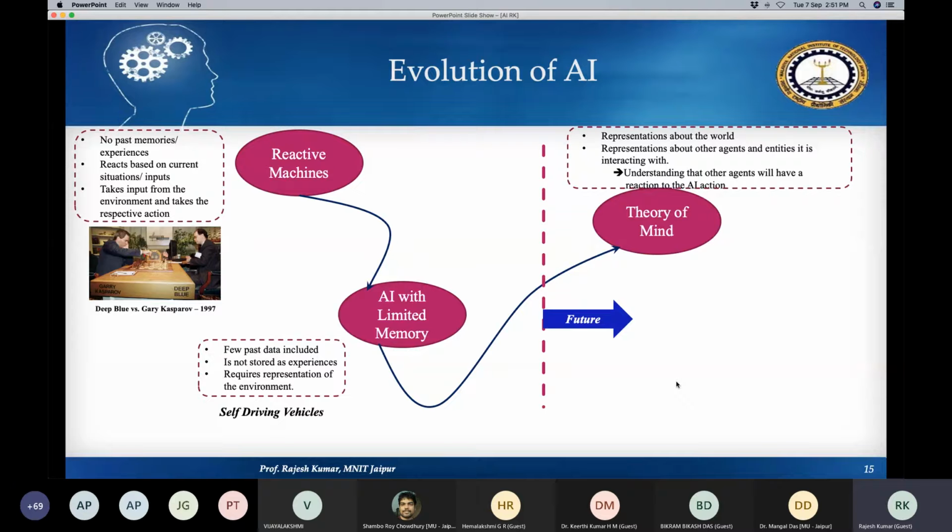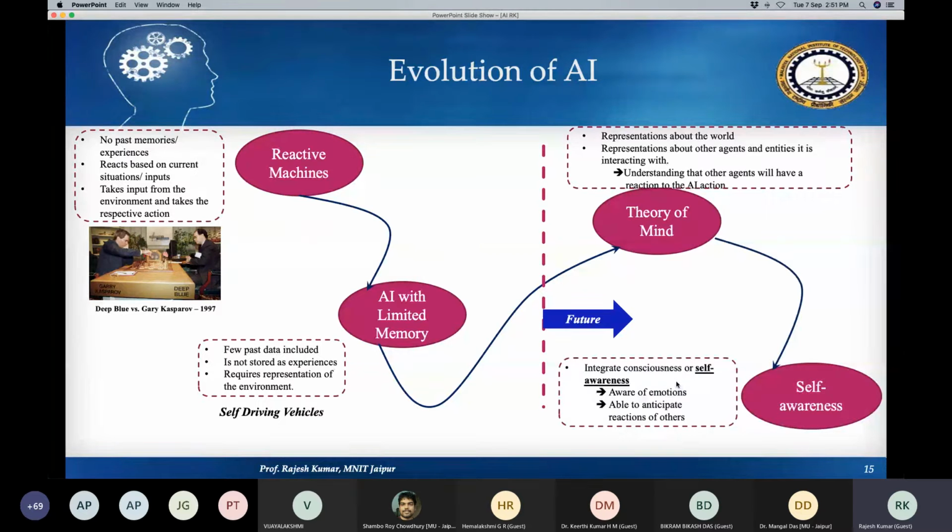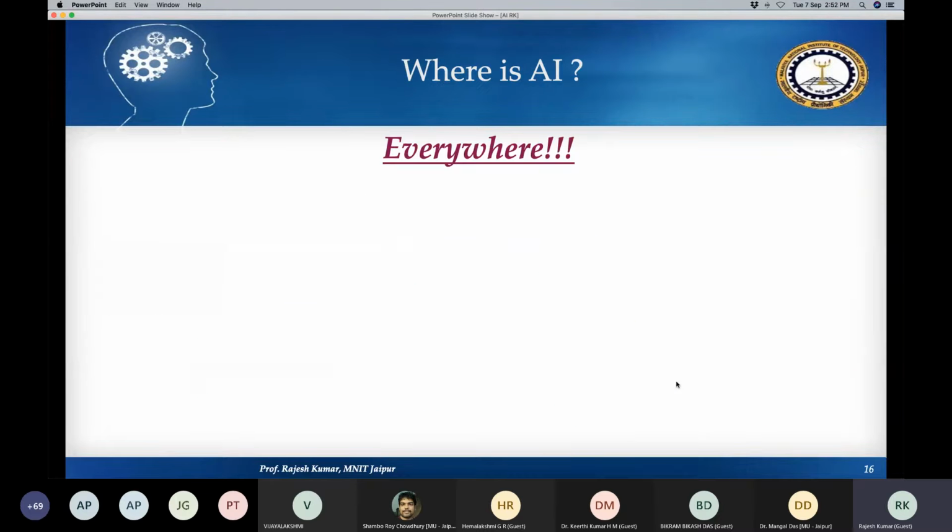So that is theory of mind. And then the last level, what we are expecting, is self-awareness, that is, putting emotions and then anticipation of reactions of others. So the journey is quite big, but these are the main, we can say, four groups we can put it in. We can say that these are the groups of stoppages of your AI there.